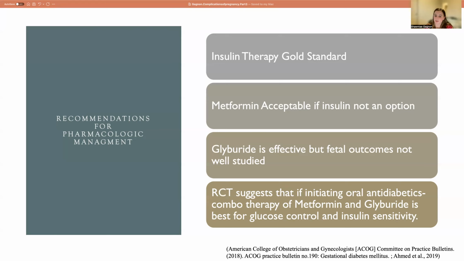And then the randomized control trials suggest that if you are going to be initiating oral antidiabetics, combo therapy of metformin and glyburide is best for glucose control and insulin sensitivity. And this is because the combo therapy treats more than one modality of GDM. So that metformin for insulin sensitivity and then the glyburide for the beta cell responsivity. So if you are going to do an off-label use of oral antidiabetics during gestational diabetes, combo therapy has been shown to be the most effective route to go.